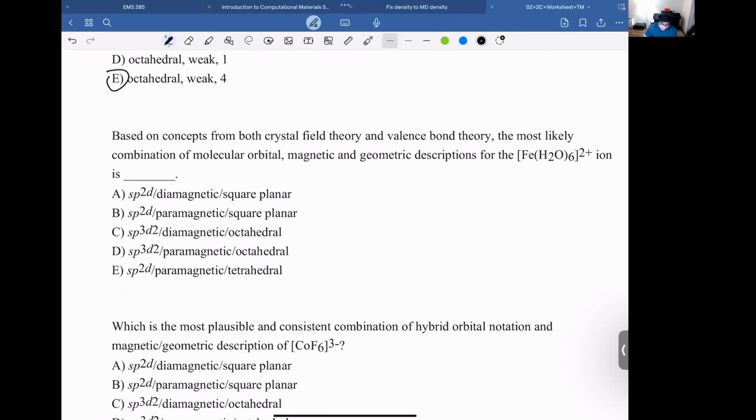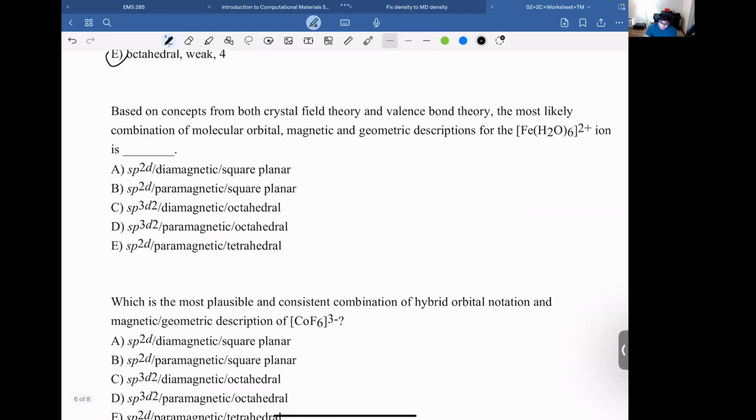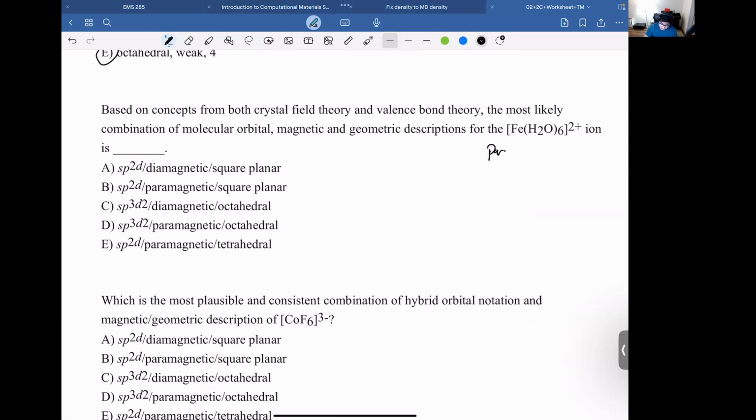Next is based on concepts from both crystal field theory and valence bond theory, the most likely combinations. We're doing the same thing here. Just as a recap for vocabulary, paramagnetic has unpaired electrons, and diamagnetic is no unpaired electrons.